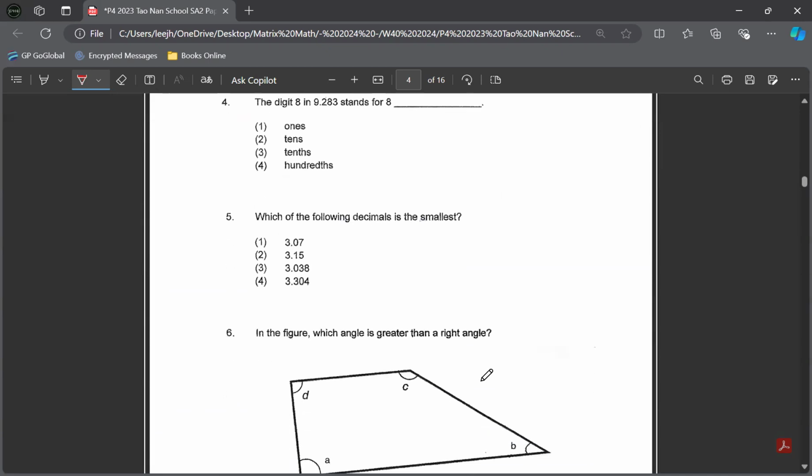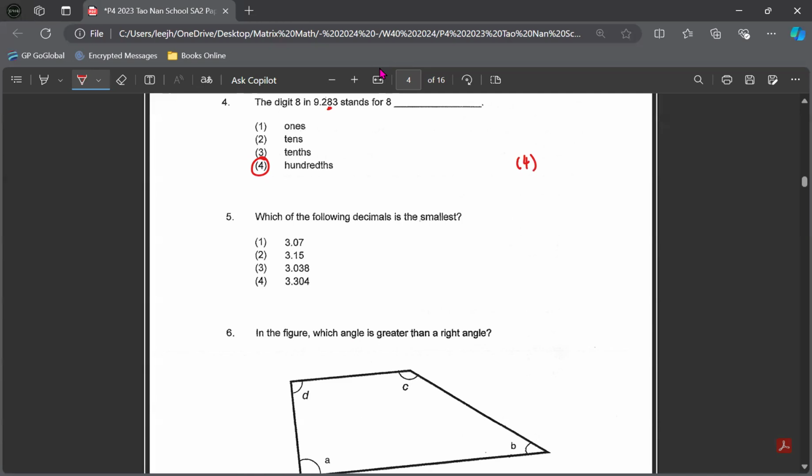Question 4. The digit 8 in 9.283 stands for 8 what? So this is the digit 8, after the decimal point. You know that the second digit after the decimal point is your 100th place, not the 10th, but 100th with the THS. The 10th will be number 2. This is 800th, so it's number 4.